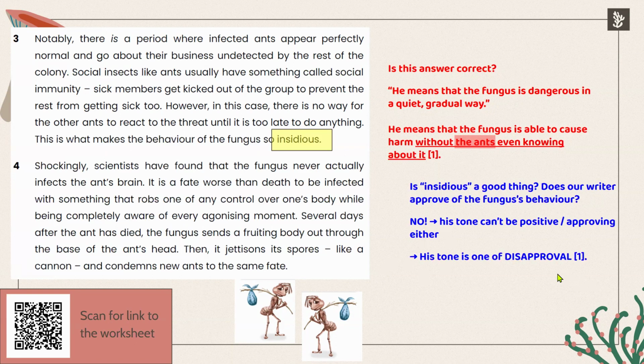Disapproval. Okay? Remember, attitude influences tone. If you wrote critical, disapproving, perfectly fine. Critical, I'm okay with it as well. Concern, can. All right, I would accept concern. Maybe unease, I would accept it too, because insidious does make you feel uneasy, right? Because you realize that this particular fungus is hurting the ants without the ants even knowing. So it is a bit sus. Okay, sass is not a word to describe tone, but I get what you mean, right? It's a bit suspicious. You feel uncomfortable.